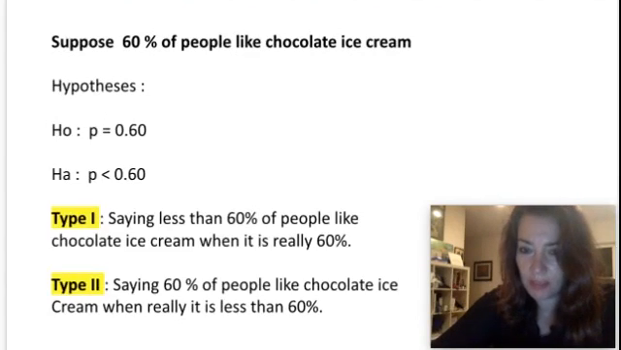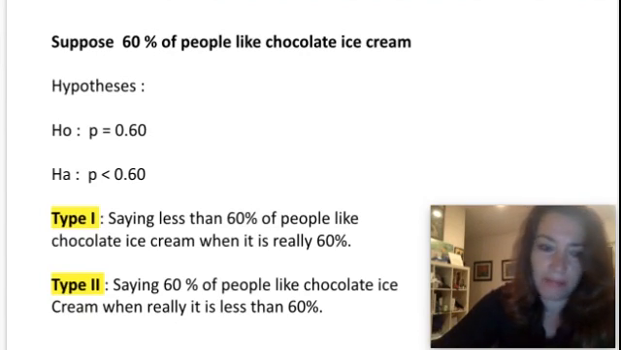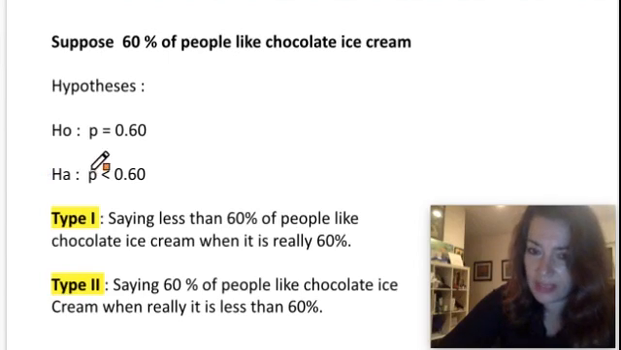Suppose we have 60% of people that like chocolate ice cream. That is the claim. That is the population claim. And in our hypothesis statement, the null states that 60% of people like chocolate ice cream, and the alternative is that less than 60% of people like chocolate ice cream.